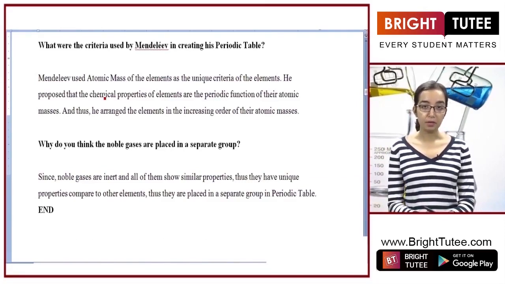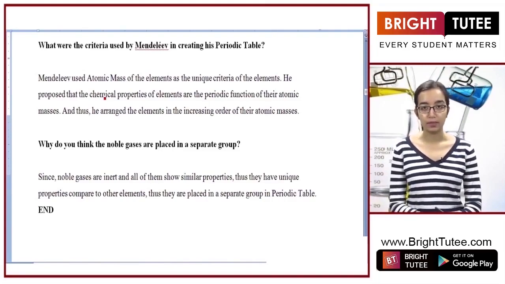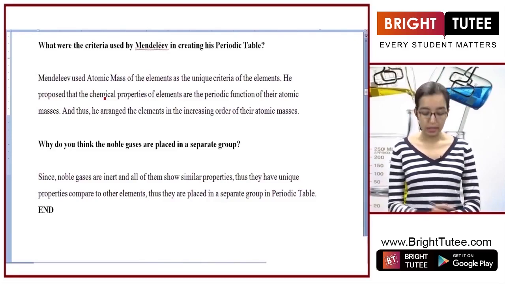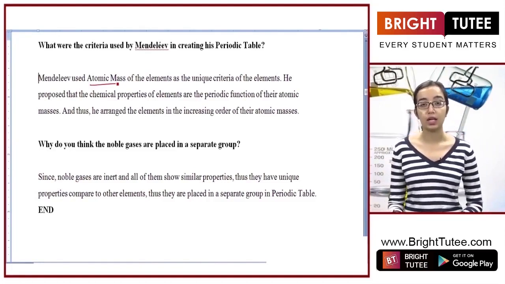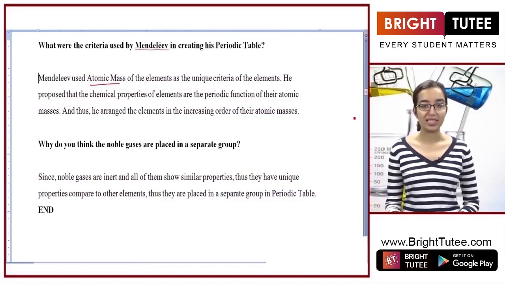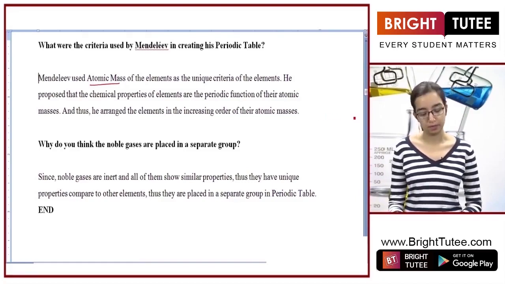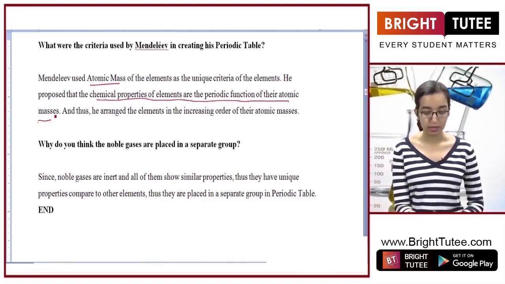Now, you know that the main difference between Mendeleev's periodic classification and the modern periodic classification that you will do next is the criteria that they chose. Mendeleev chose atomic mass as his main criteria. Atomic mass is the number of subatomic particles, that is neutrons and protons, present inside the nucleus of a given atom. He proposed that chemical properties of elements are a periodic function of their atomic mass.